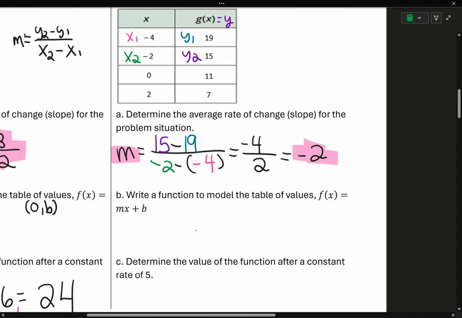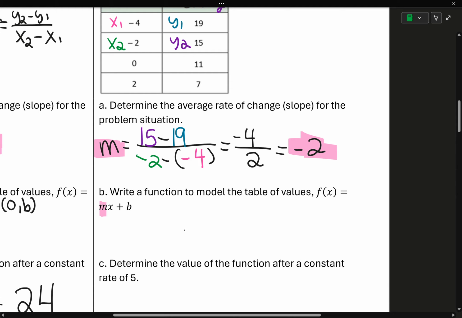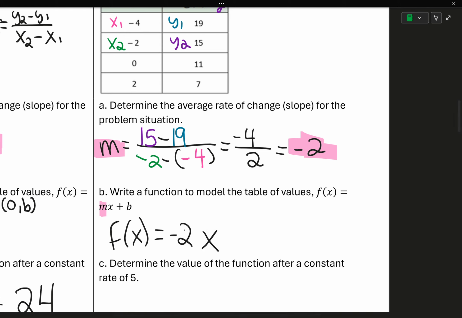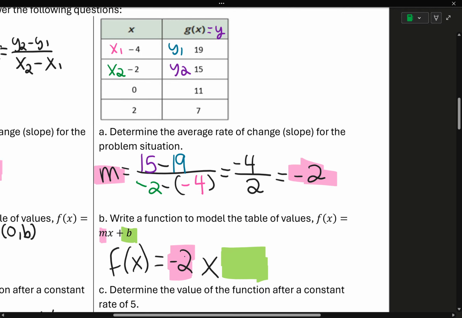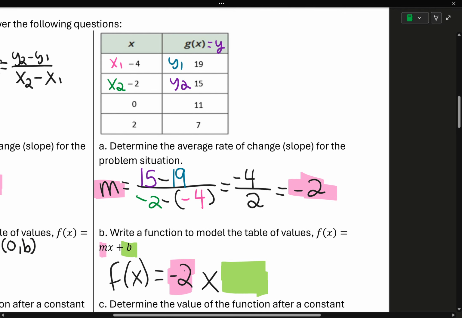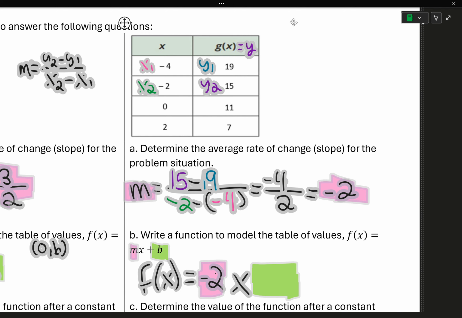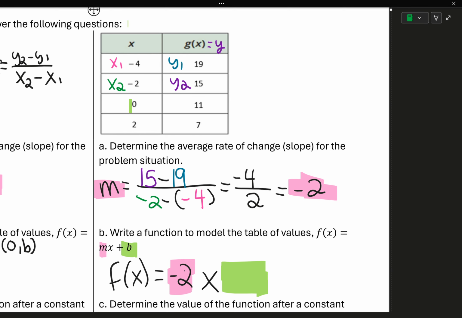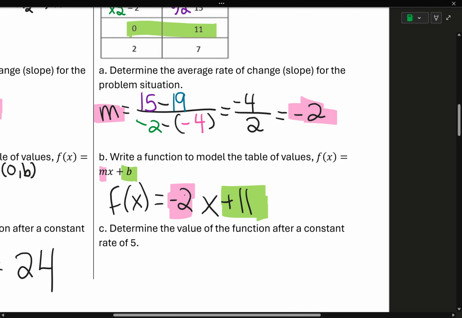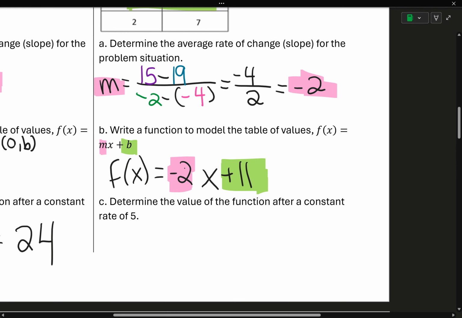All right. In letter B, we're going to write the function. We already have m. Fantastic. F of x equals negative 2x. Now we need to find b. Remember, b is our y-intercept. The y-intercept happens when x is 0. Look at your table. Do you see where x is 0? What's the y that goes with it? 11, yes. At least I hope that's what you were thinking. Boom. Plus 11.